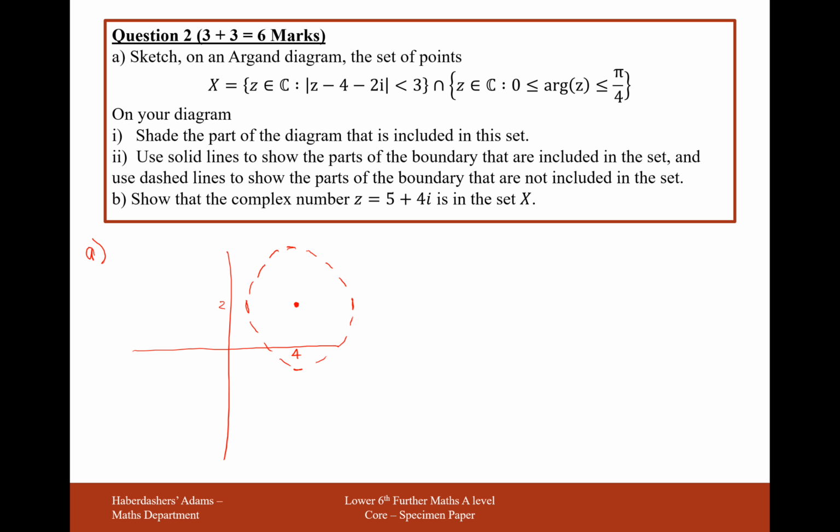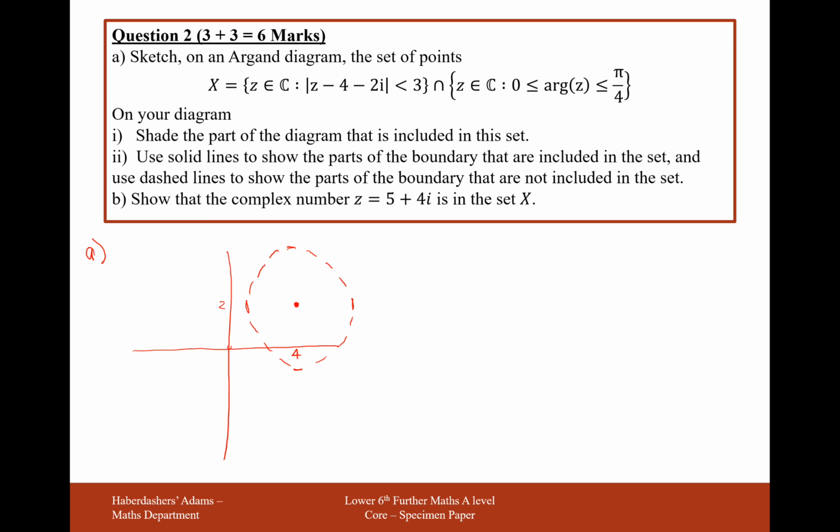It doesn't have to be a perfect circle, mine certainly isn't, but roughly to scale. You don't want it going over this axis, you'll get a mark deducted for that. You do want it going over this axis, you'll get a mark deducted if you don't include that. Okay, the next bit, the argument.